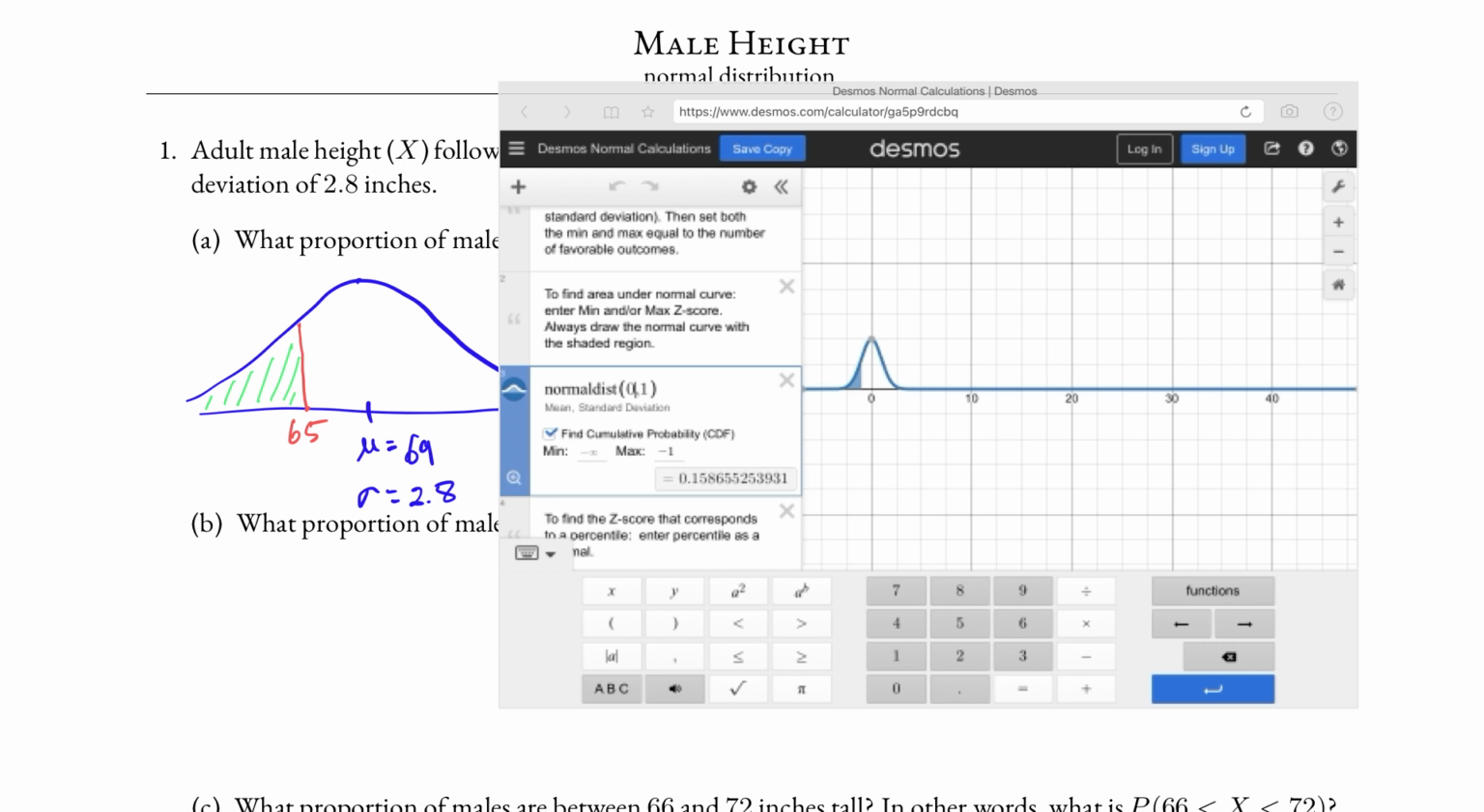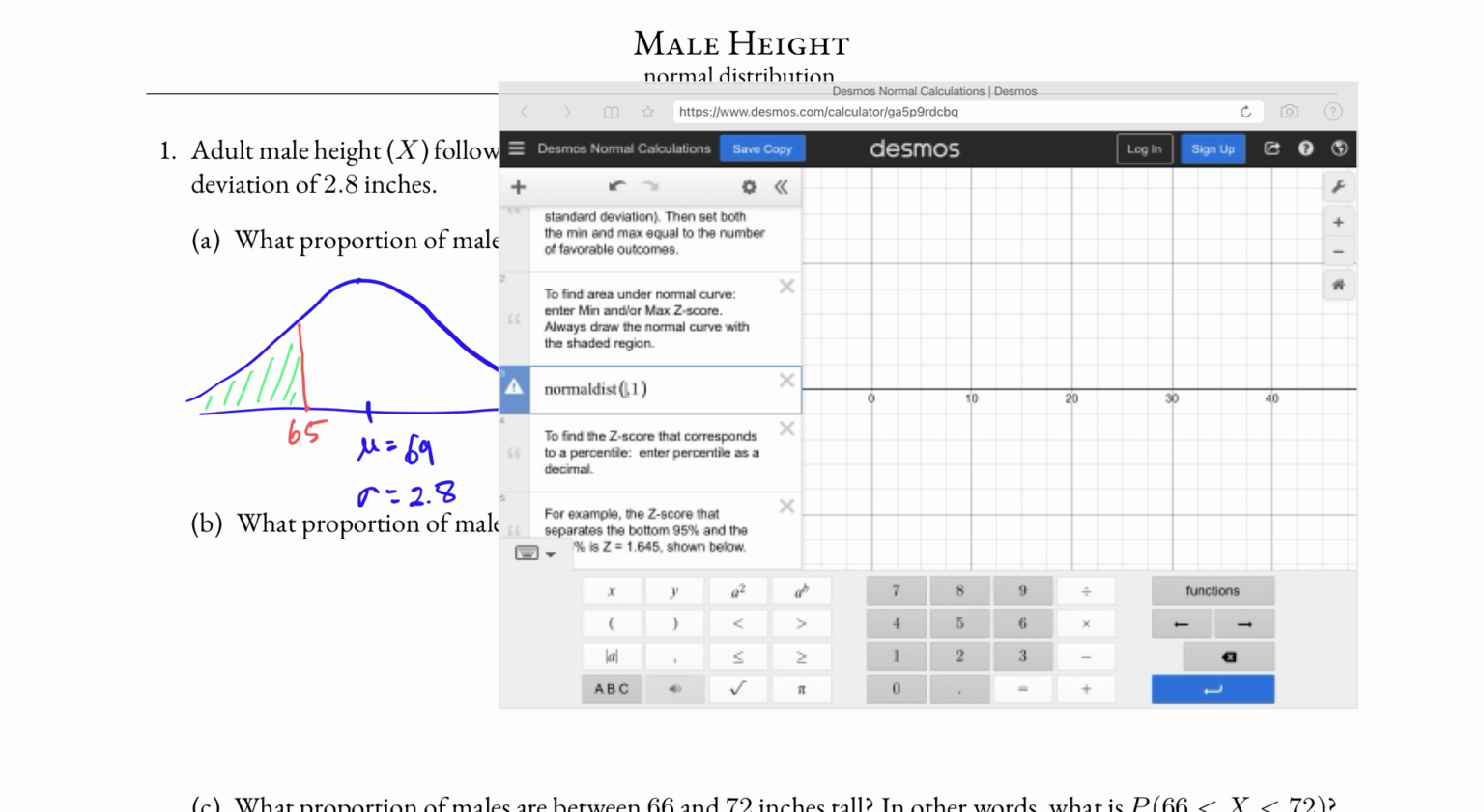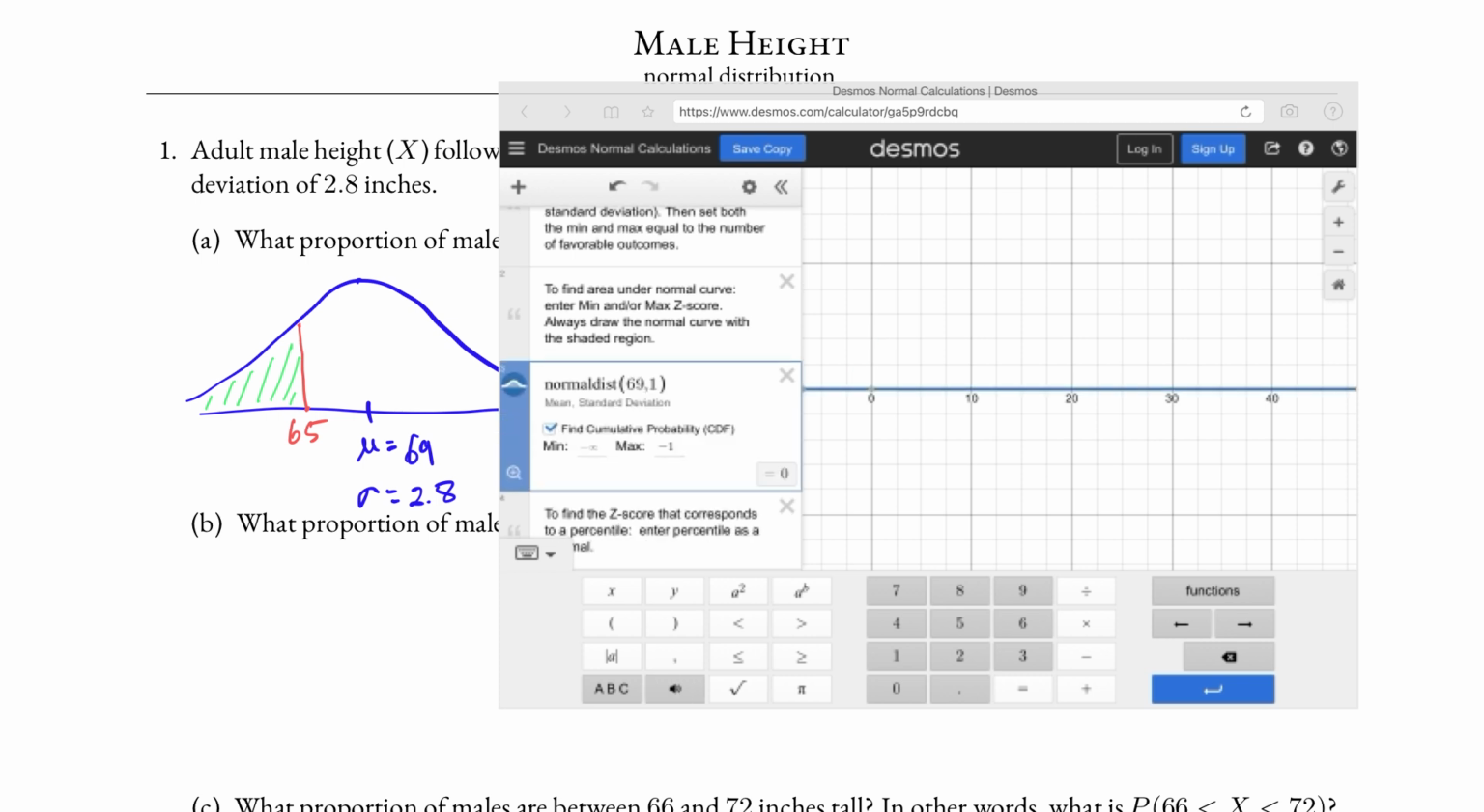But in this case, our mean is 69 and the standard deviation is 2.8, and so we would need to change that. We would need to specify the mean and the standard deviation of the normal distribution. Next, we would need to specify the left endpoint and the right endpoint of the shaded region. This is why we should always draw the bell-shaped curve and shade the appropriate region.